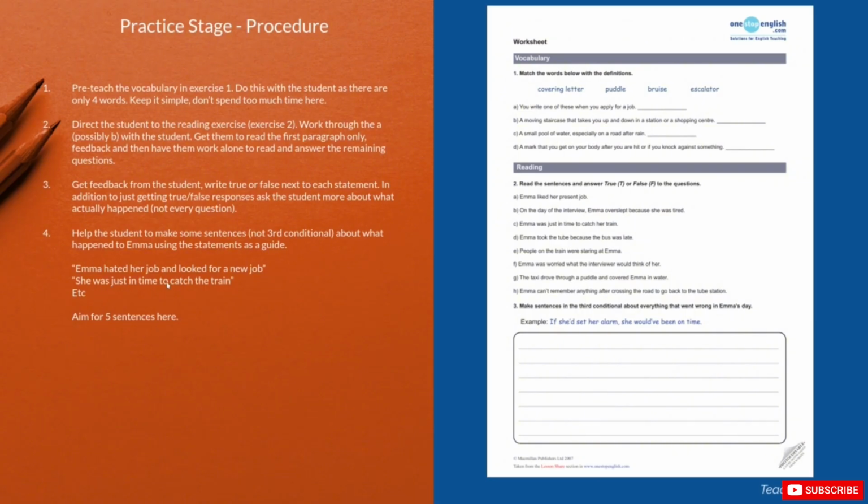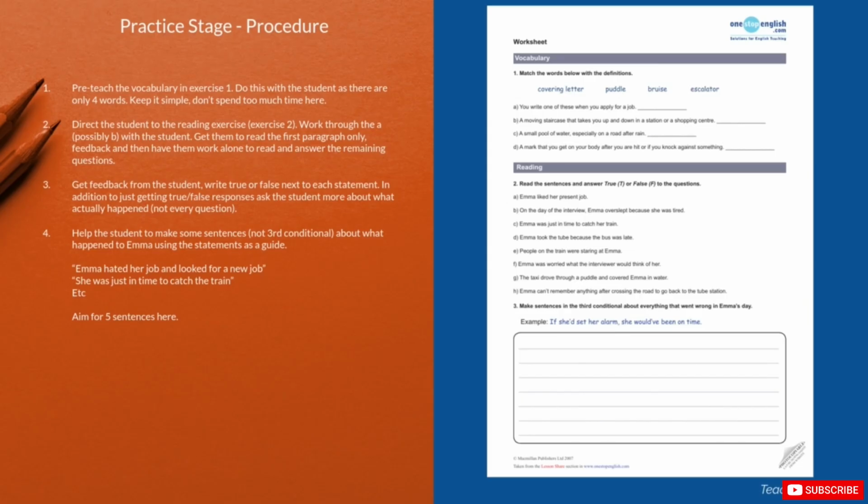So we want to get some sentences here that the student can then use to change into the third conditional. We're always giving students building blocks that they can use to produce something. We need to help them as much as possible, give them a structure to work within. So now we're going to have hopefully 5 sentences. I've put aim for 5 sentences here.